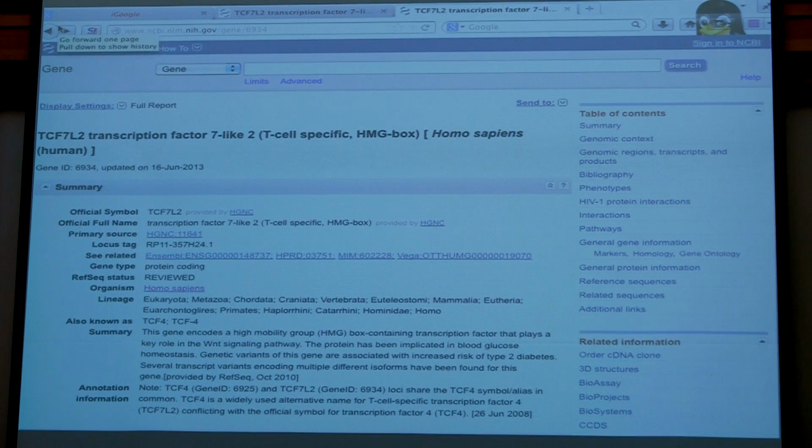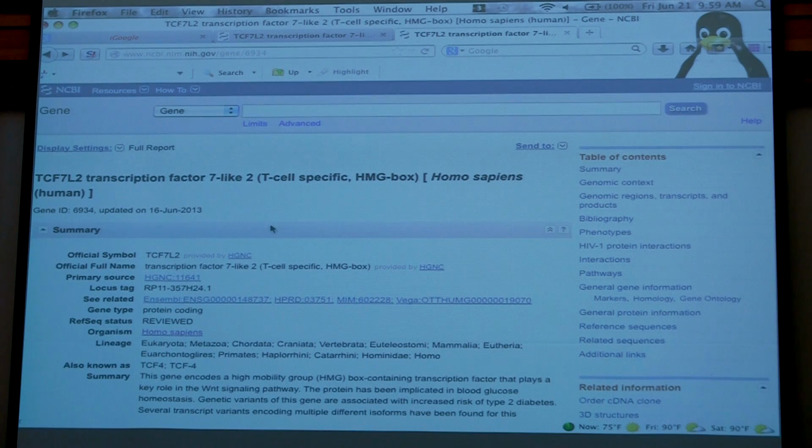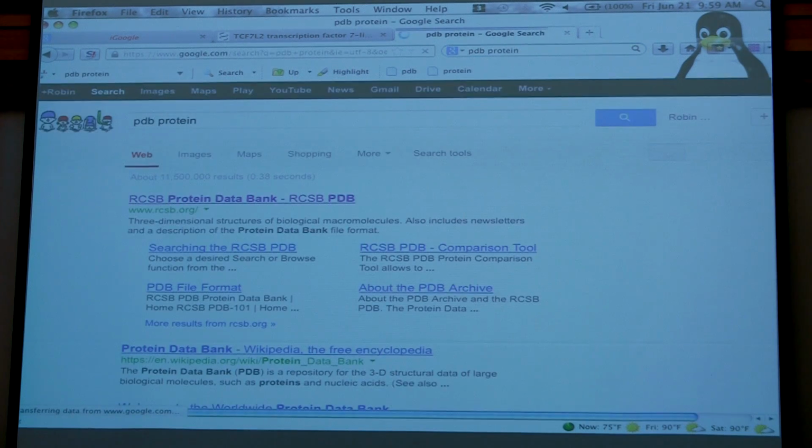Good. I want to go back to the... Are the 3D structures very clear? Ah, yes, there are 3D structures here. This one, actually, I don't think has a solved structure, but usually you would find structures pointed to here, and there's a wonderful structure databases available. The main one is called the Protein Data Bank, PDB. PDB, protein, ought to be enough to, yep, there it is.